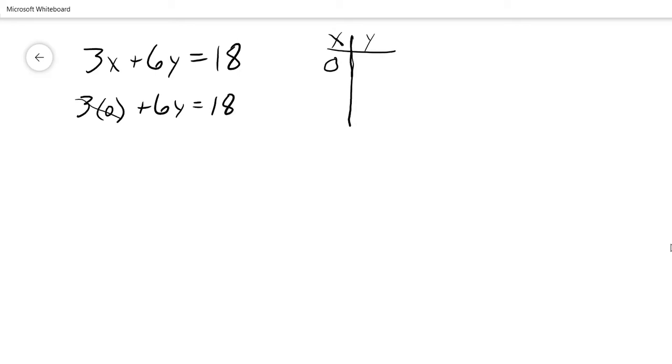And you see 3 times 0 is 0. Anything times 0 is 0. So all we have left is 6y equals 18. I'm going to break the multiplication holding the 6 to the y by doing the opposite of multiplication, doing division. 6 divided by 6 is 1. 1 times y is y. 18 divided by 6 is 3. So what this means is when x is 0, y is 3.